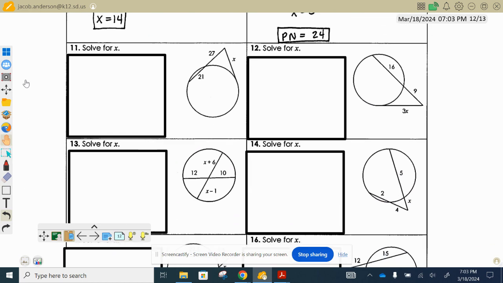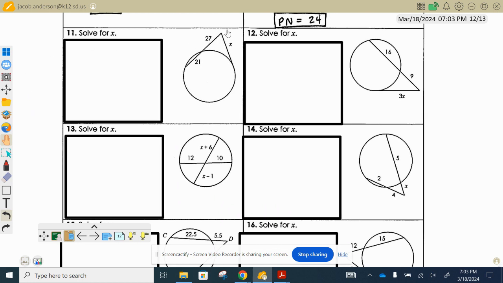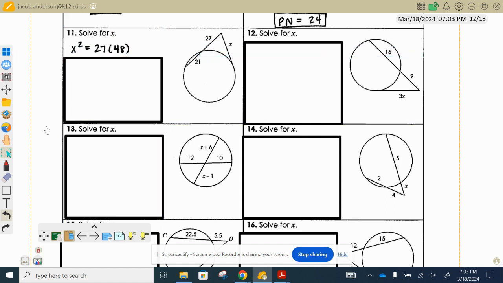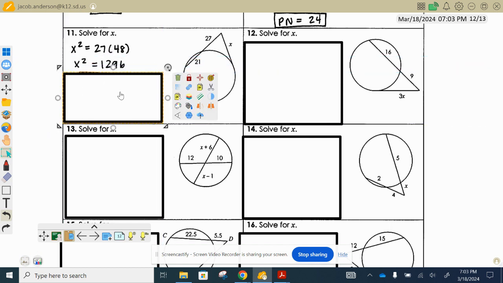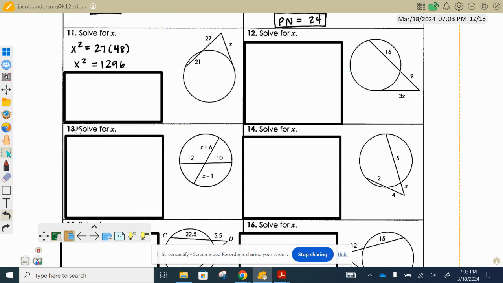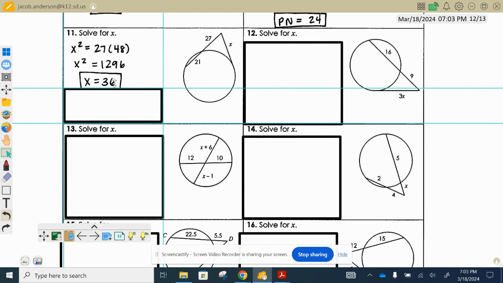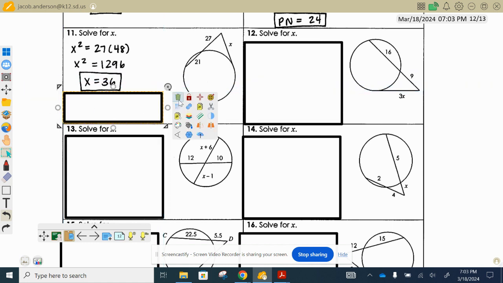Let's go to number 11. Number 11, we have the same situation. It looks a little bit easier to solve. Let's kind of see if that's true or not. I don't know if it's going to be true because right now what we have is we have x squared out front. So what we have is x squared equals 27 times 48. If we solve this, we get x squared equals 1296. Then if we square root both sides, we should get x equals 36.